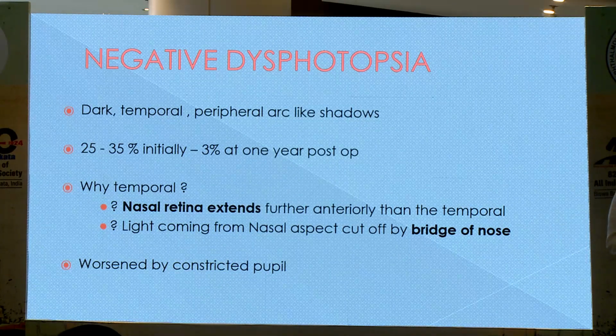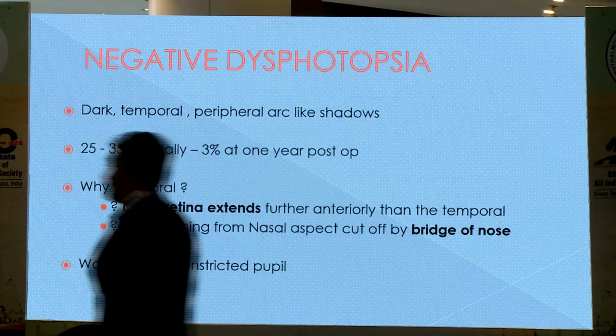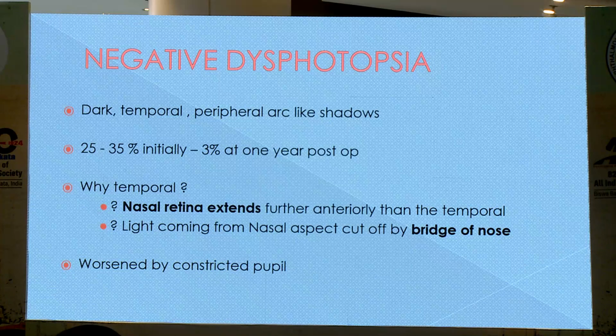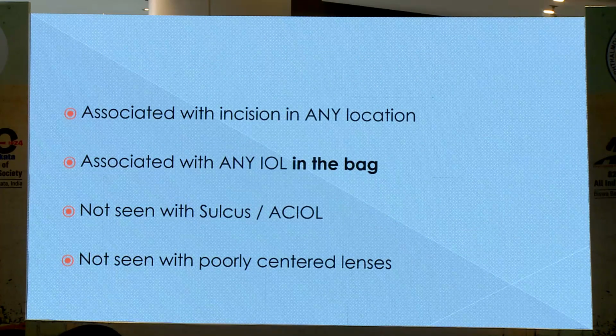There are two schools of thought. One is that the nasal retina extends a little more anterior. The other is that the bridge of the nose cuts off the light coming from the other side. Now these negative dysphotopsia will be worsened by constricting the pupil, whereas for positive, I told you, you can constrict the pupil. Therefore, don't constrict the pupil for a dark shadow.